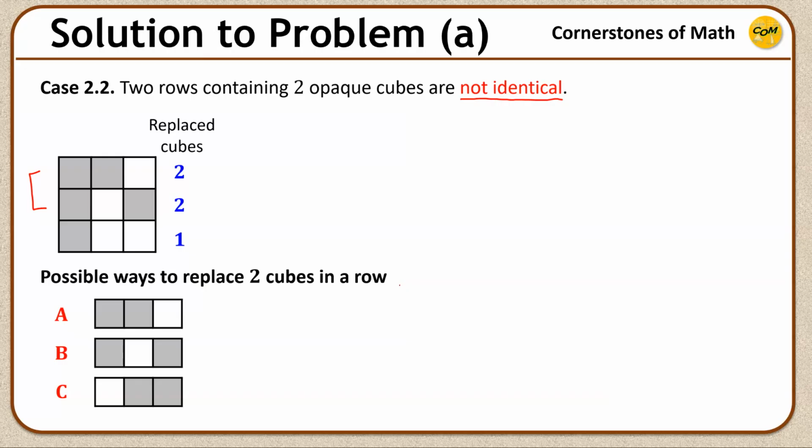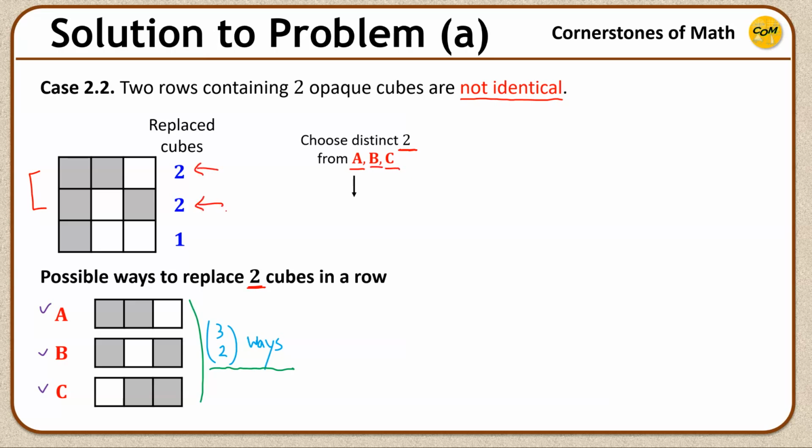Next, when the 2 rows containing 2 opaque cubes are not identical, then we must think about how many different rows there are when 2 transparent cubes are replaced with opaque ones. There are these 3, which I will call A, B, and C. We know that there are 3 ways because there must be 3 choose 2 ways in total. Then we select 2 different rows from arrangements A, B, and C, which will become these 2 rows that are different. There are 3 choose 2 ways to do so.